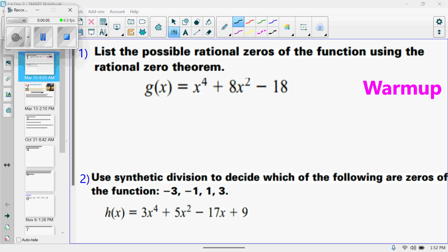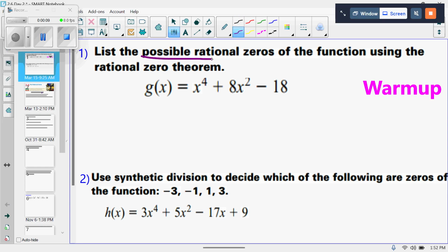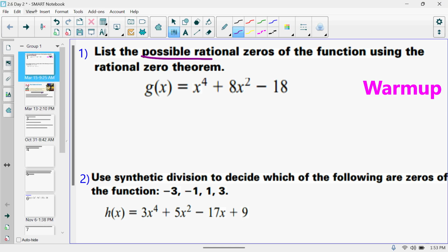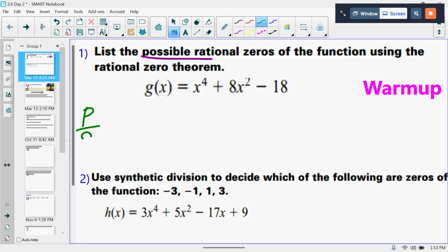So number one, again, it's asking us to list the possible rational zeros. We don't have to actually find which ones work, just the possibilities. So we learned something yesterday called the rational zero theorem. Again, it's on your formula sheet. If you forgot, look back at it. It says, let me write this to jog your memory.